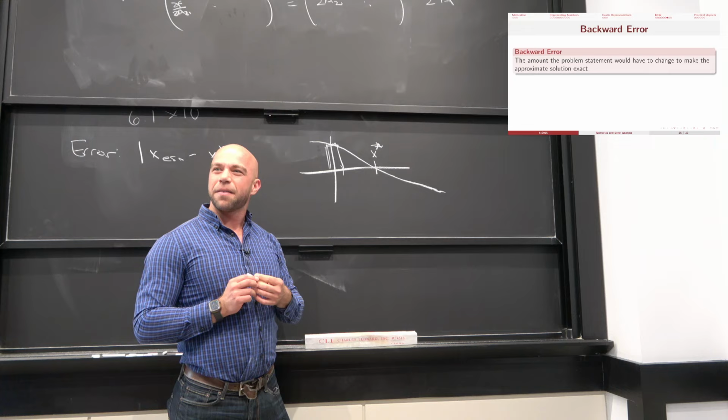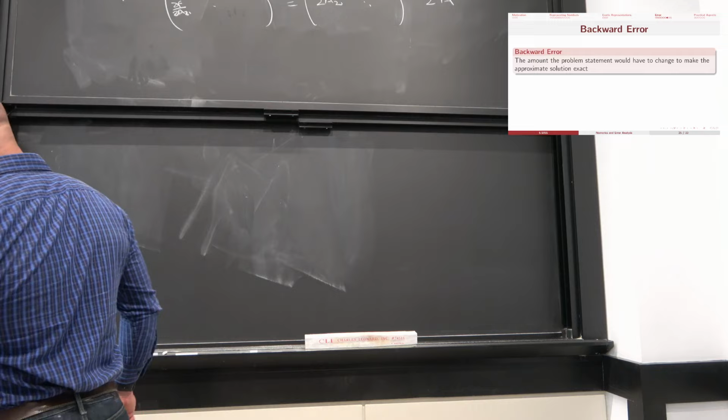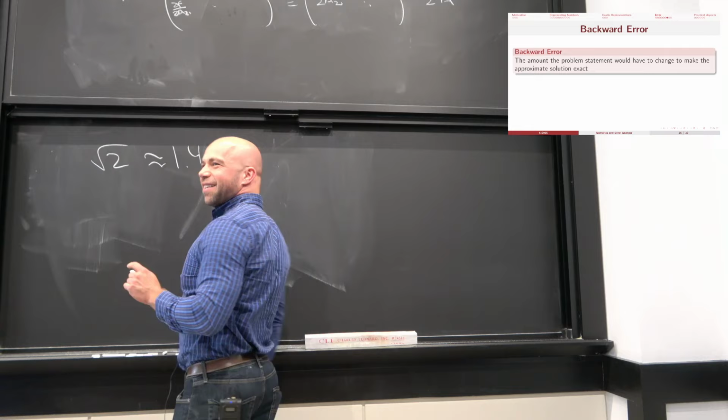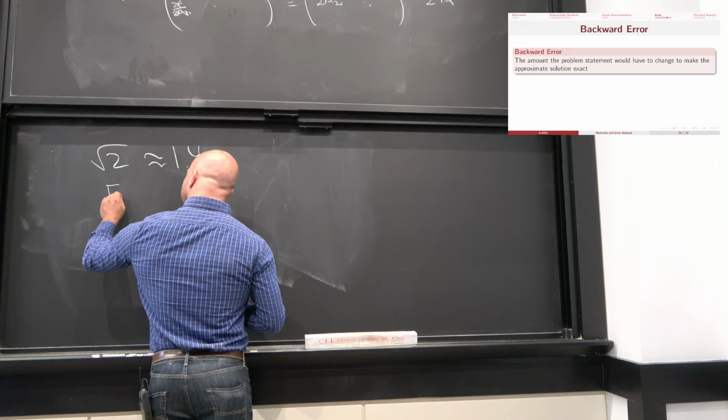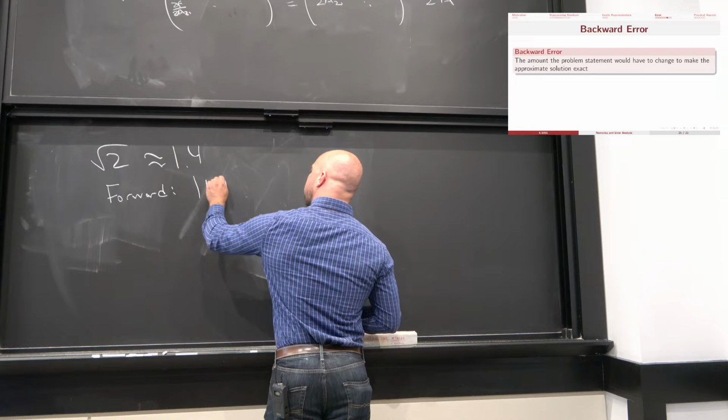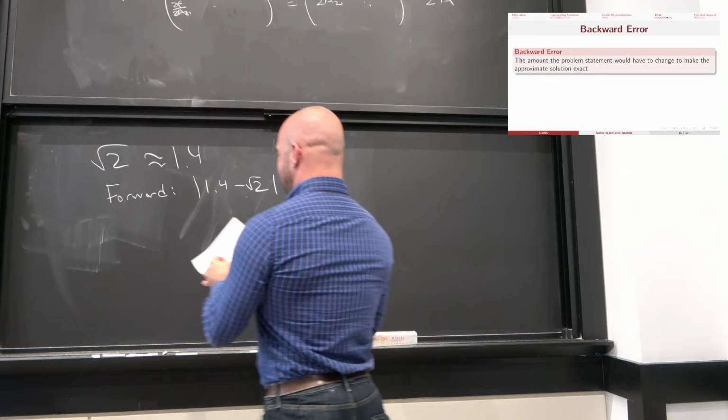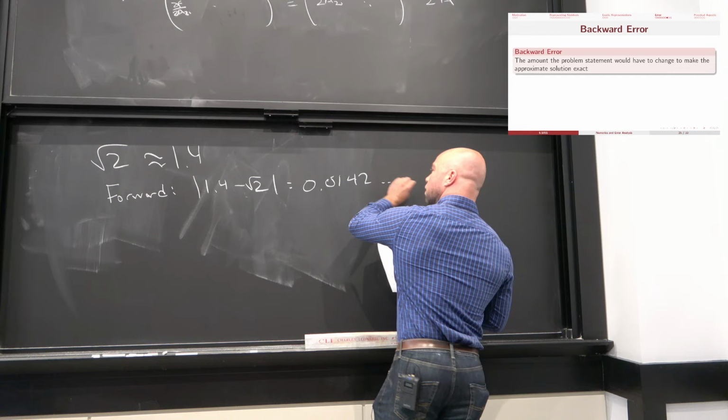Or let's say that I write a piece of code for computing square roots. And my square root code tells me that the square root of 2 is approximately equal to 1.4. Okay? So then, very concretely, the forward error would be the absolute value of 1.4 minus the square root of 2, which is, fun fact, equal to 0.0142, like that. Notice that there's a dot, dot, dot there, which is a problem.